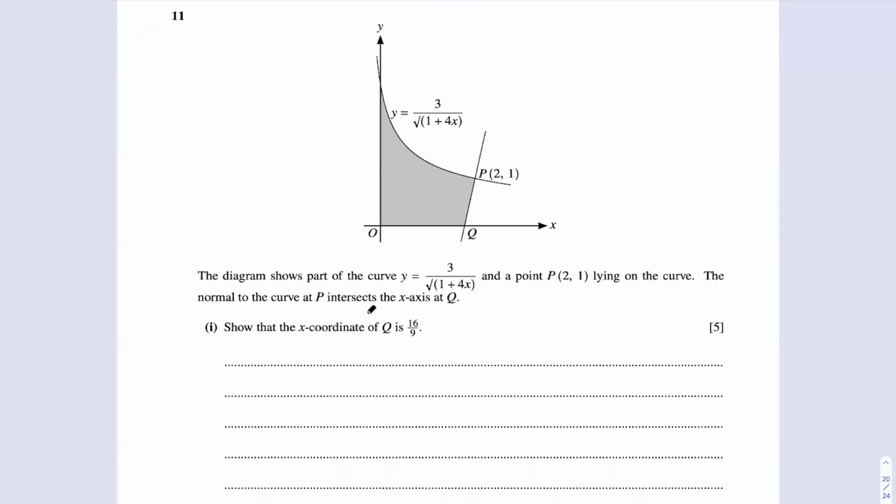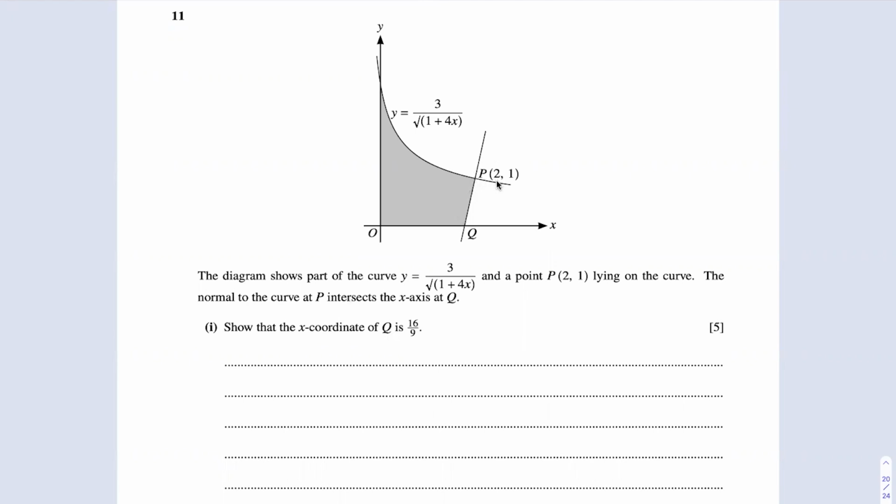Question 11. The diagram shows a part of the curve and a point P that lies on the curve. The normal to the curve intersects the x-axis at Q. So in the first part, we have to find the x-coordinate of Q as 16 upon 9. To find the x-coordinate of Q, we need the equation of the normal.